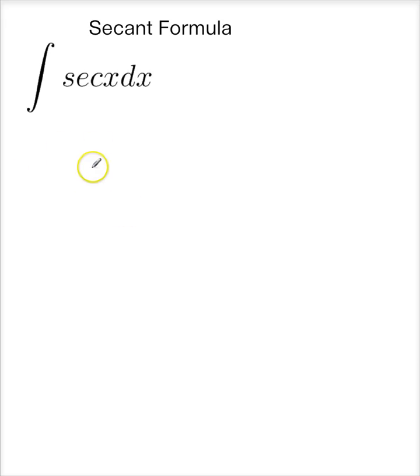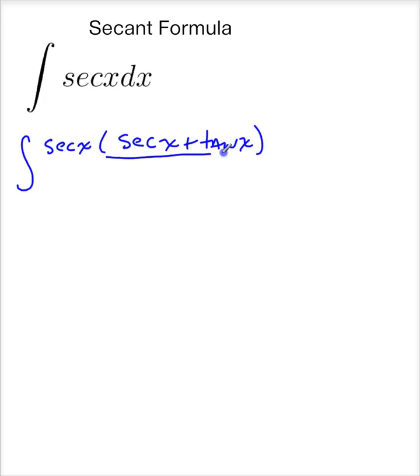Now let's look at the integral of secant. This one, we have to do a little bit of a trick. Let's integrate. Now I'm going to put secant of x in the numerator, and I'm going to multiply by secant of x plus tangent of x divided by secant of x plus tangent of x. This is just a trick. I'm multiplying through by 1 dx.